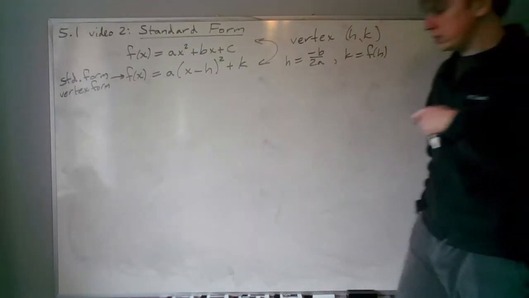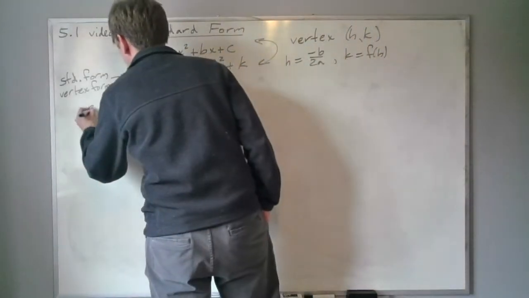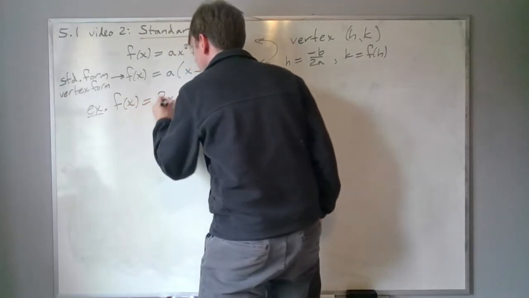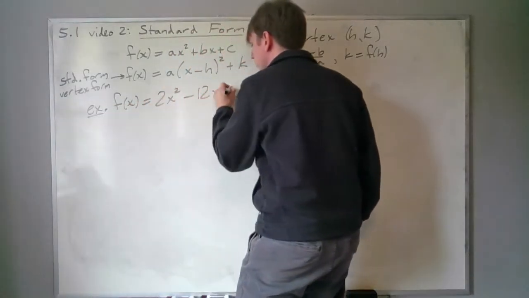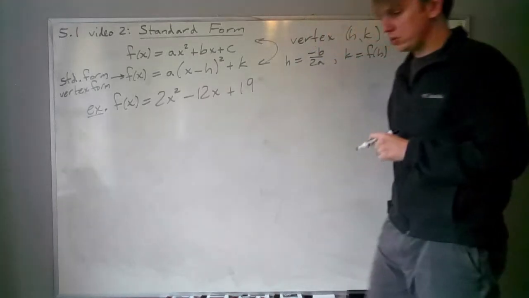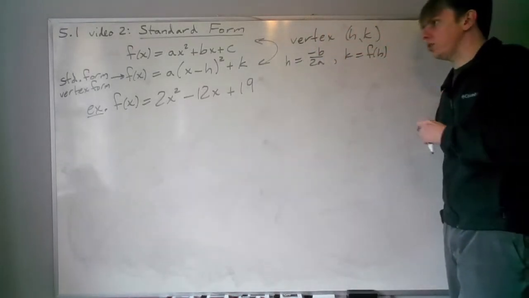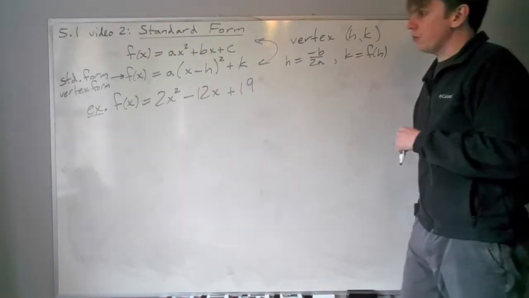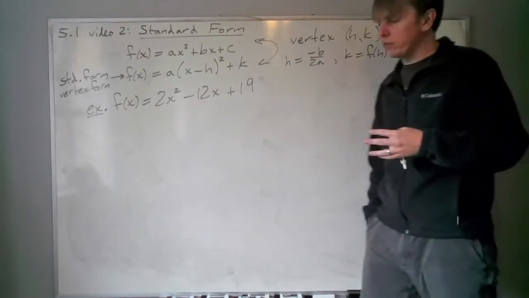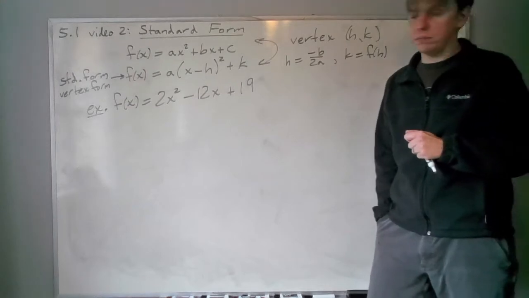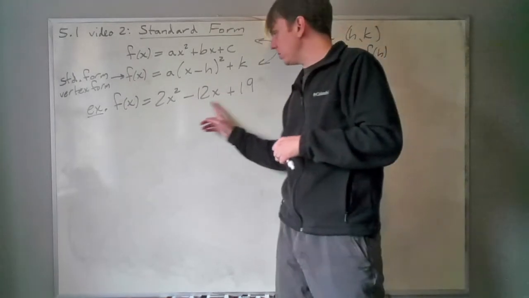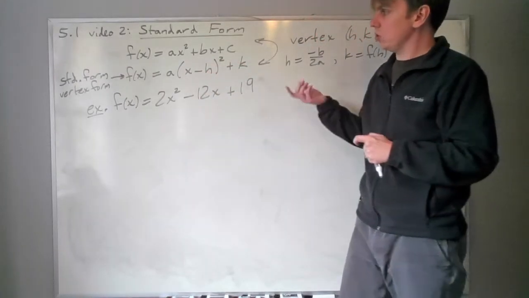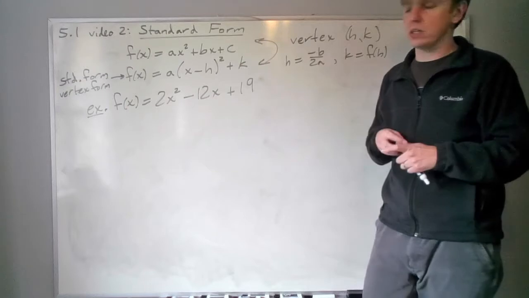Okay, so let's write down an example. I'm going to look at the function 2x squared minus 12x plus 19. And I'm going to talk about two different ways to turn this into standard form or vertex form. The first way is something we've seen before, which is completing the square. If I complete the square and somehow turn x squareds and x's into something in parentheses quantity squared, then it should look like the standard form or the vertex form.